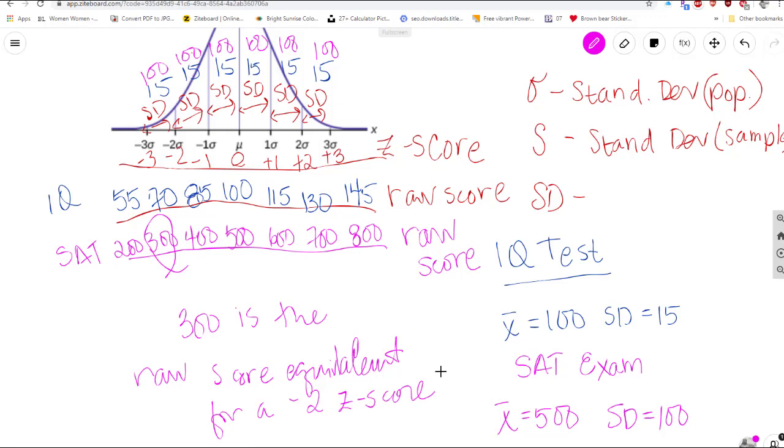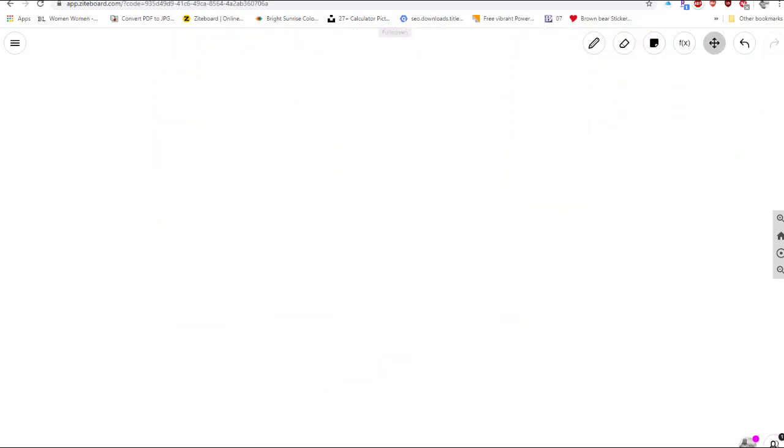I promise to get better with my handwriting too. I'm really trying. I don't know if you can tell or not, but I'm really trying. Let's just do another one really quickly.